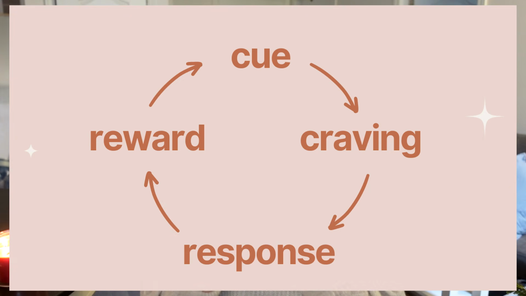The habit loop is comprised of 4 components. You have your cue, your craving, your response, and your reward. Once your habit loop gets initiated, the thing that actually drives the loop is the reward.